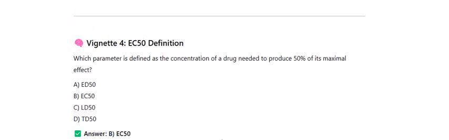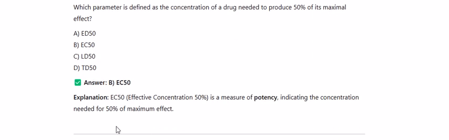Vignette 4. EC50 definition. Which parameter is defined as the concentration of a drug needed to produce 50% of its maximal effect? A. ED50, B. EC50, C. LD50, D. TD50. Answer B. Explanation. EC50, effective concentration 50%, is a measure of potency indicating the concentration needed for 50% of maximum effect.